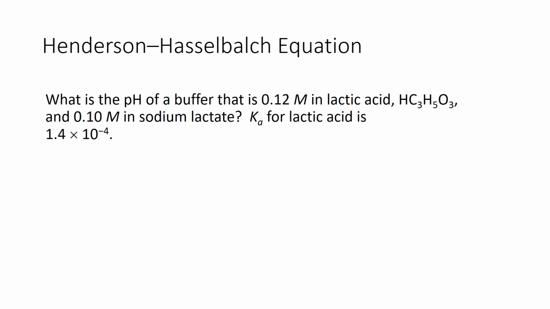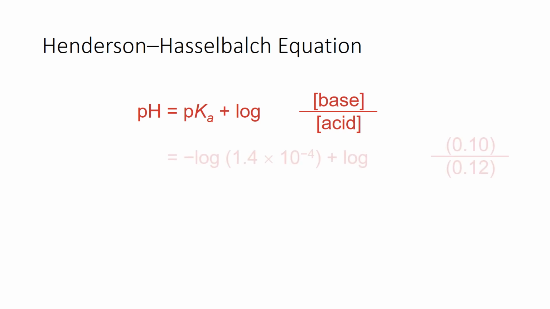An example here that I want you to try is, what is the pH of a buffer that is 0.12 molar in lactic acid, this is the acid, and 0.1 molar in sodium lactate. Ka for lactic acid is given as 1.4 times 10 to the power of negative 4. So kindly work this out, and then you can send it at the end of the video. So our equation is given as that.